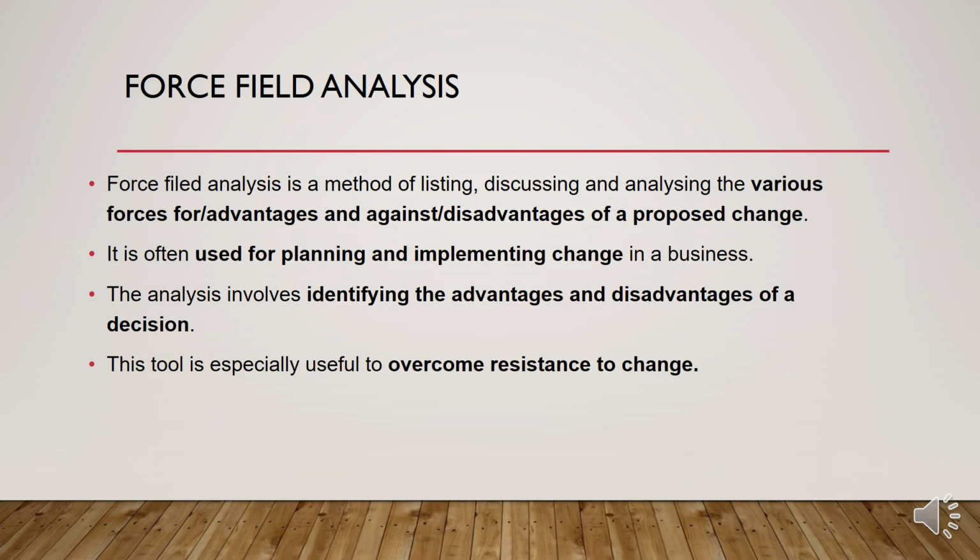The score is from 1 to 5 marks. 1 being a low force for change or against change, and 5 being a high force for change or against change. And then obviously 2, 3, and 4 in between. You then add up all your forces for change and you add up all your forces against change. And the force that weighs the most will determine whether this change will take place or whether it will not take place. That's why they say that this tool is very useful to overcome resistance to change.